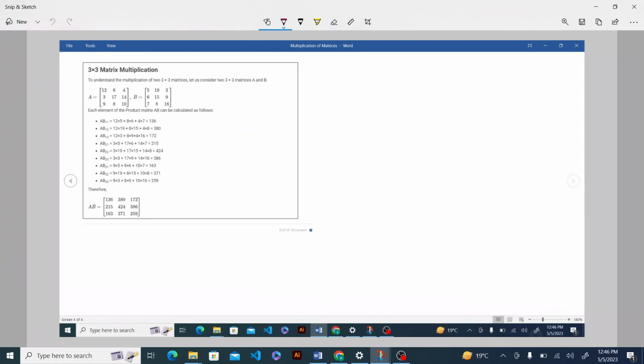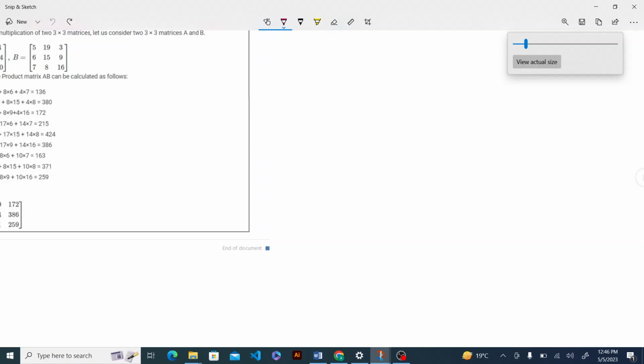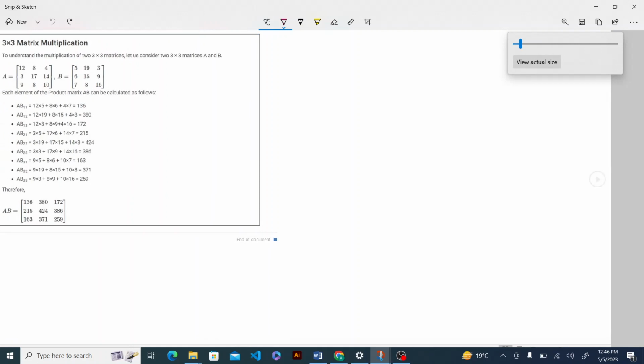Okay, so now we have this example. Let's do this example, a 3 into 3 matrix. We have the order of 3 into 3, three columns, three rows, and then we are going to multiply these two matrices A and B. This is going to be very easy but somehow complex because there are more elements. More elements means more complexity for multiplication.